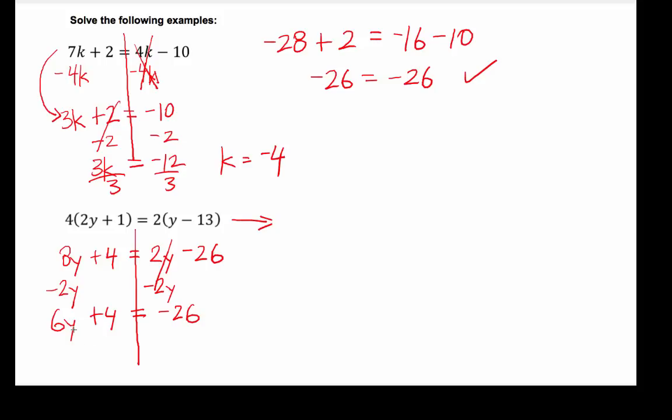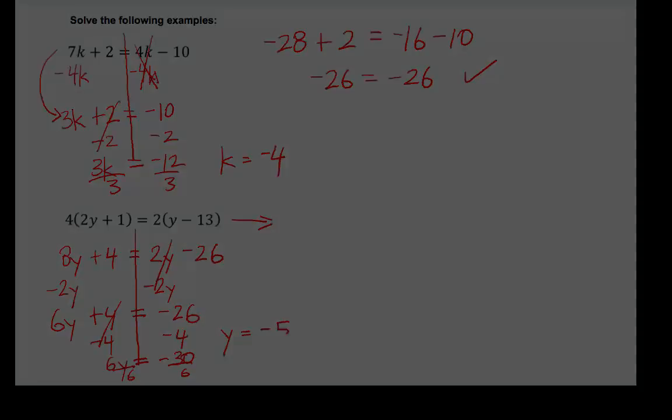Here's y. Remember, we're isolating y. Subtract 4 from both sides of the equation. Here I get a 0. Bring my 6y down. 6y is going to equal negative 26 minus 4. Remember, we're working vertically. Do it just as it says. Negative 26 minus 4 is negative 30. I'm going to divide by 6 to isolate y. So y is negative 5.